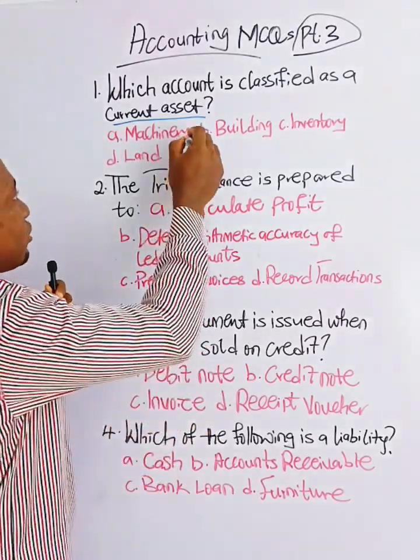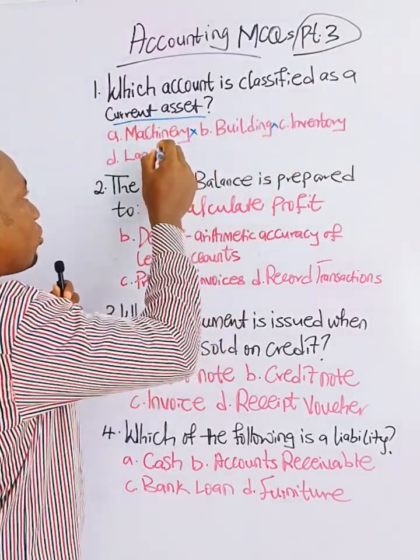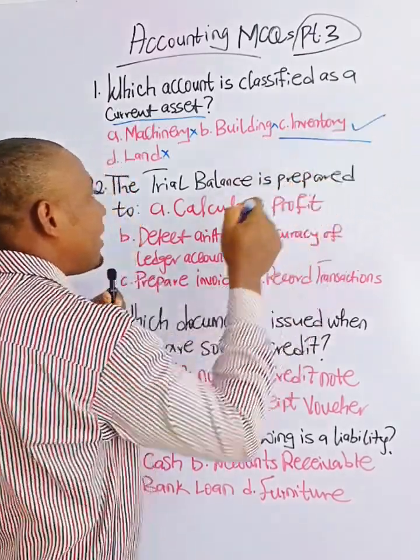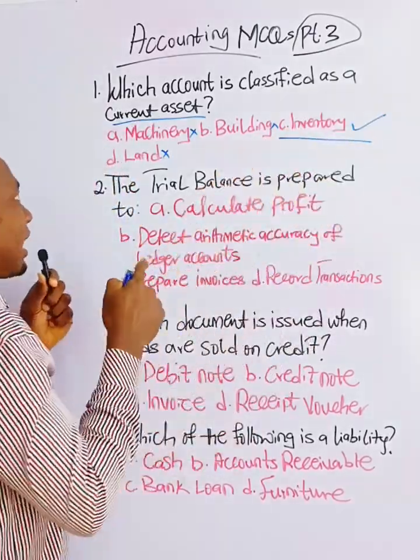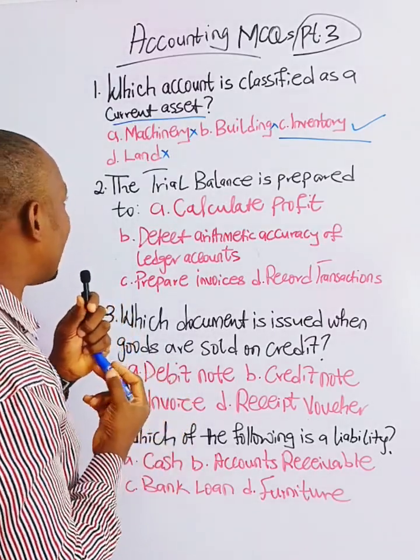The correct answer is not machinery, is not building, is not also land. It's inventory account. Inventory account is the account that is classified as a current asset in accounting.